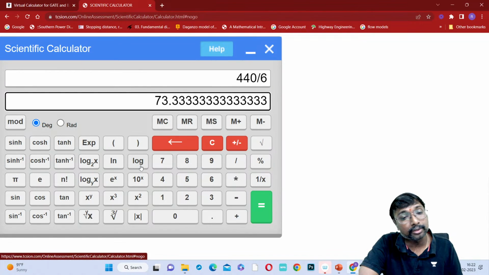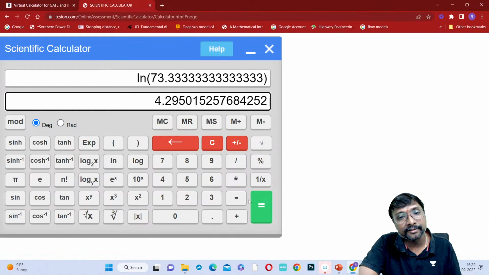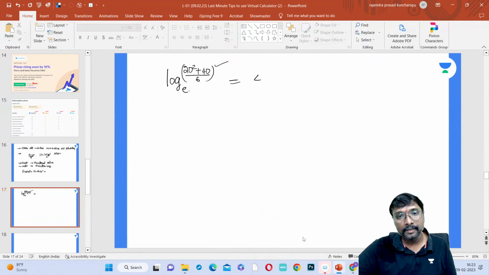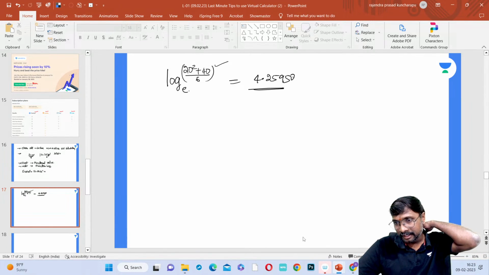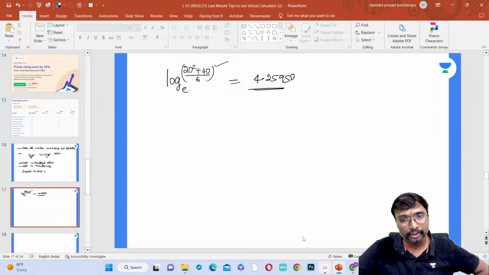LOG means log to the base 10, LN means natural logarithm, right? So LN of this one, you will get the answer. If you press the equals symbol, you will get 4.2950, right? Is that clear, everyone?